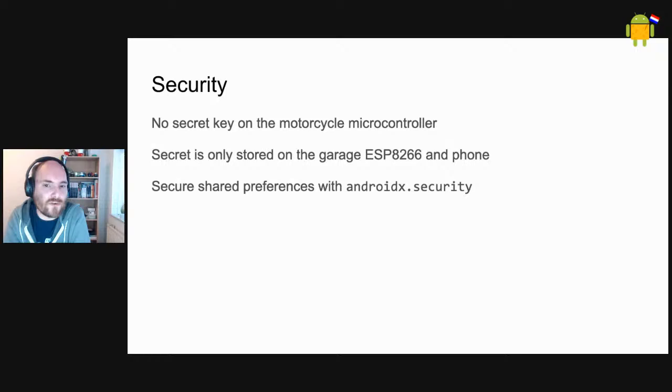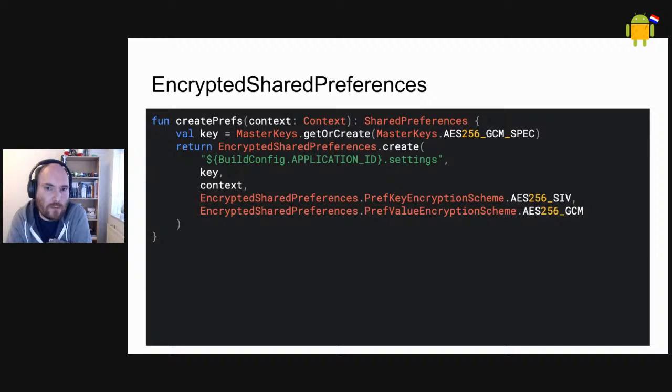And to store it securely on my phone, I'm using another API from the AndroidX Security Jetpack library. And that's actually pretty nice because now that provides encrypted shared preferences. And this code might look a little bit daunting, but for all these constants that you see, there's only one option basically. So this is how you would create encrypted shared preferences. And that means that if I'm storing my shared key, or the key for generating the one-time password codes, in shared preferences, now it also gets encrypted in shared preferences.